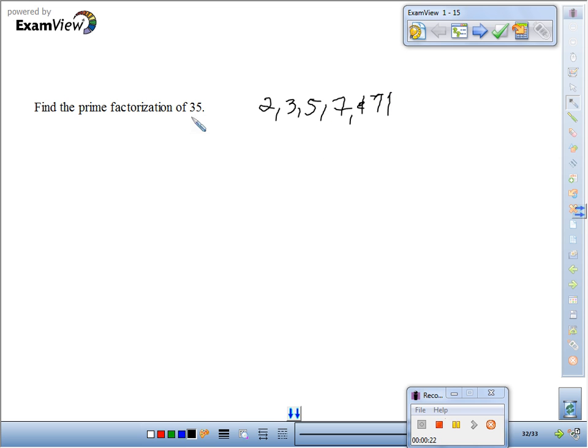And which one of these divides into 35? That's okay, 5 and 7. Those two are prime, so my prime factors are 5 times 7. Do we need to do another one of those? No. Number 2.